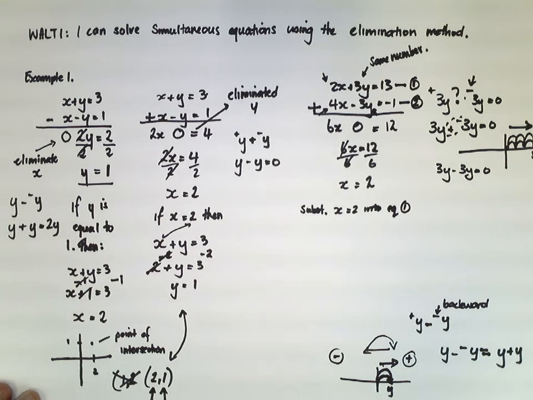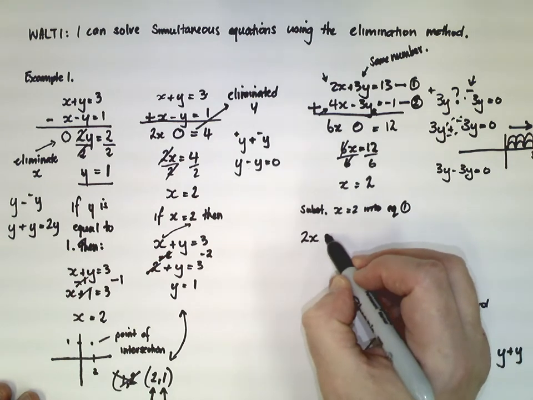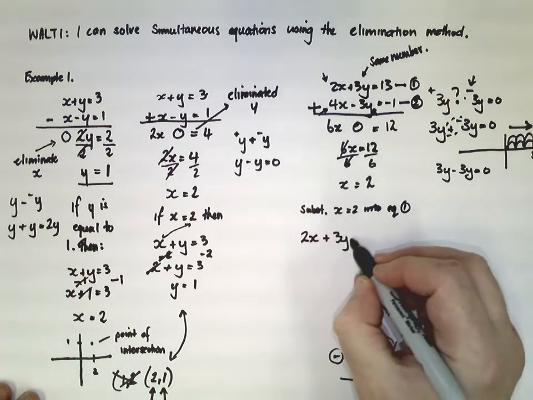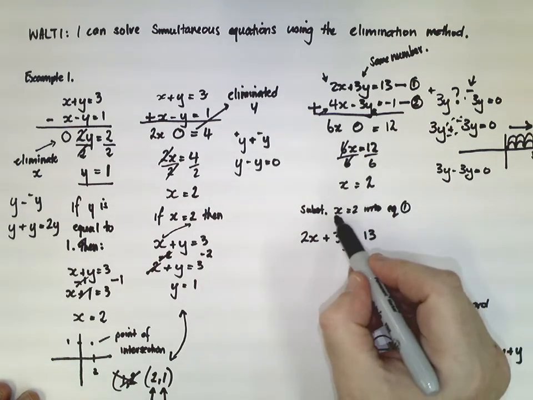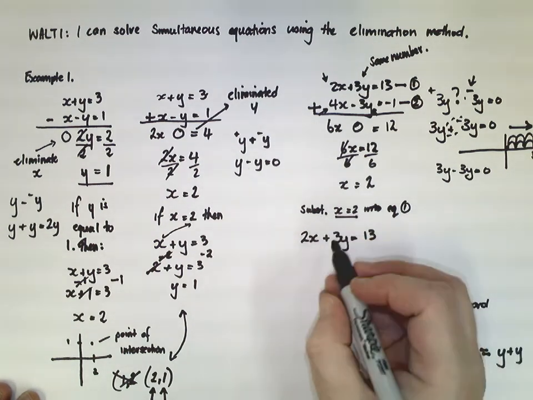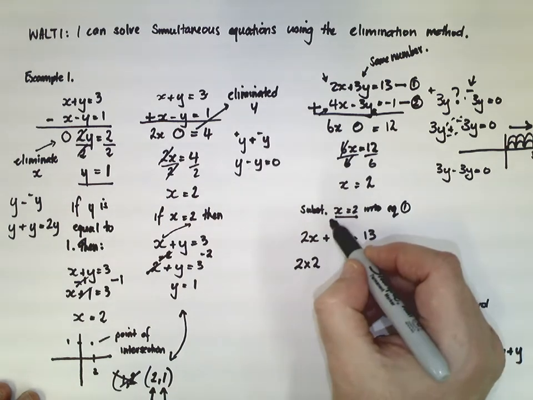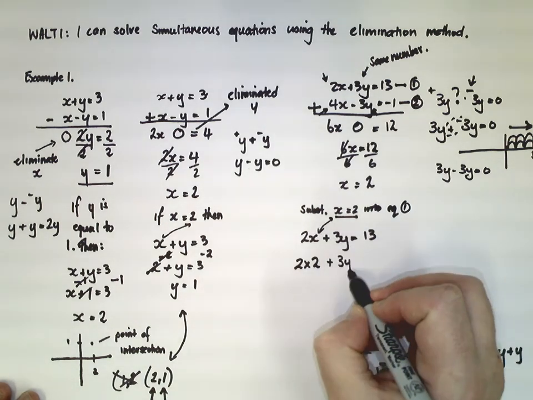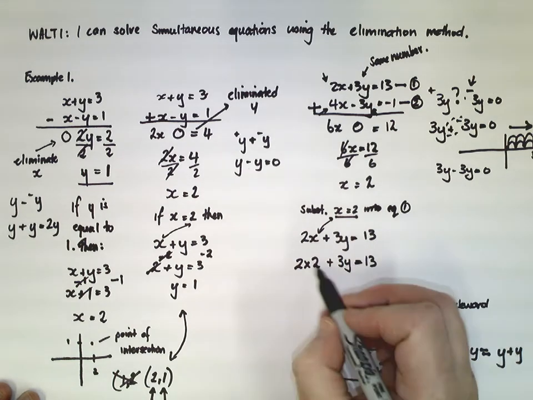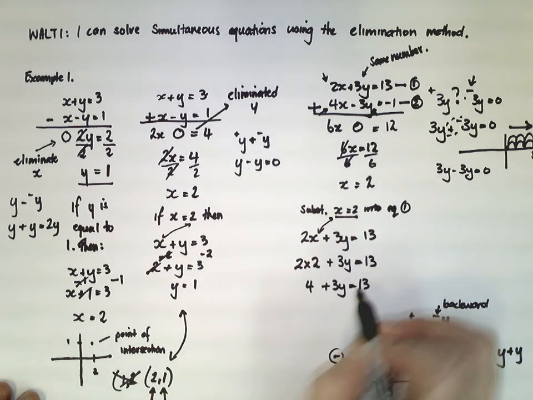Okay, so I'm kind of listing what I'm doing, which is always good, especially if you're doing it for your teacher. So 2x plus 3y is equal to 13. So, which one do we know? Well, we know that x is 2. So we know there's a times between here. So this is going to become 2 times 2. We just replace that x with the number 2. Plus 3y is equal to 13. So 2 times 2 is 4. Plus 3y is equal to 13.